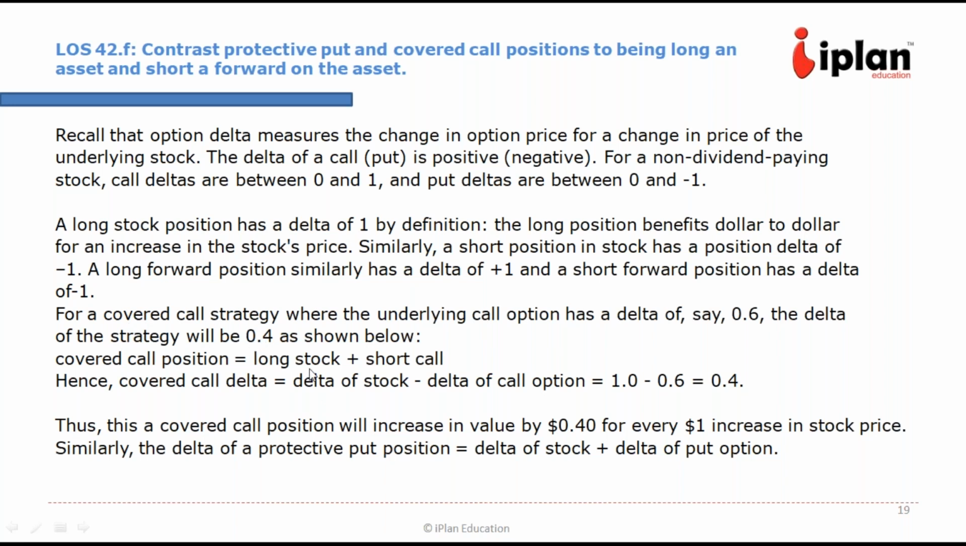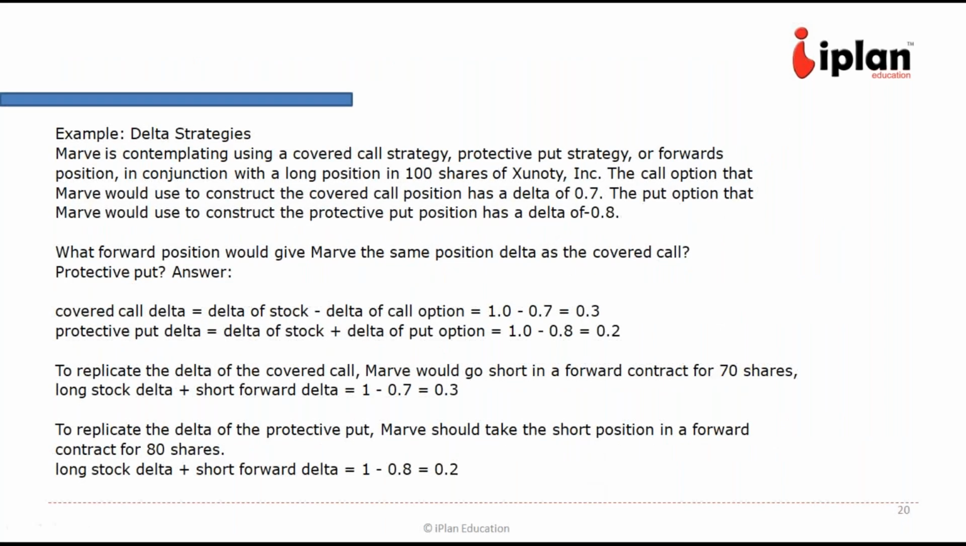Why? Because by default, the delta of a stock we understand is 1 and the delta of the call is like 0.6. So there is a net gap of 0.4. So you need to maintain that 0.4. You have to either increase the number of lots or reduce the number of shares. It says the covered call position will increase in value by 0.40 for every rupee change in stock price. Yes, you have a gap remaining of 0.40 because of the delta. Same thing.